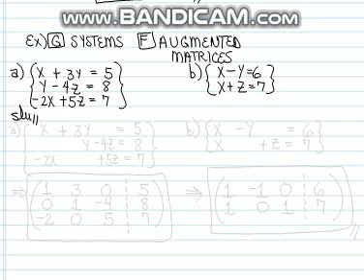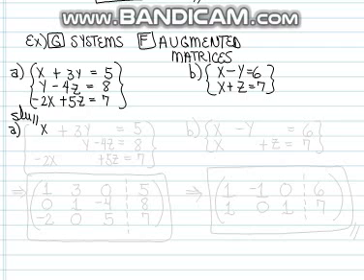Here we are given two systems of equations, and we're asked to draw the augmented matrix that represents each of the systems. Now, we want to make sure the x's are lined up, and the y's are lined up, and the z columns are lined up, the equal signs are lined up, and the constant numbers. So let's do that in the first example.